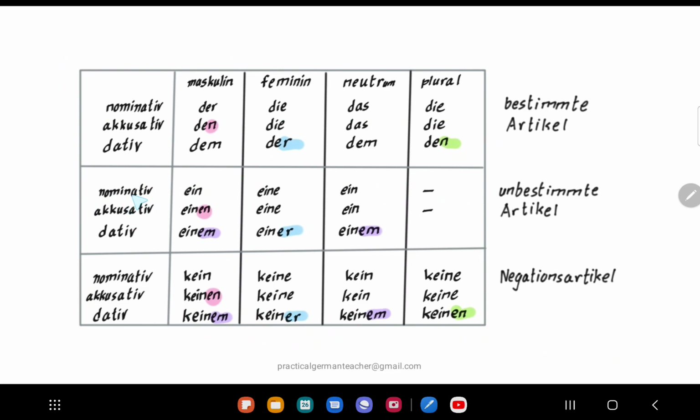Now let's look at unbestimmte Artikel. Plural does not exist, so you can just ignore it. Now nominative is ein; neutrum and masculine are the same. Feminine is eine. When you go to accusative, feminine, plural, neutrum don't change. Masculine changes from ein to einen. When you go to dative case, masculine and neutrum do change from their original case, but in dative, they both sound the same: einem. And feminine will be einer. I believe you could follow this. If you have any questions, please ask.